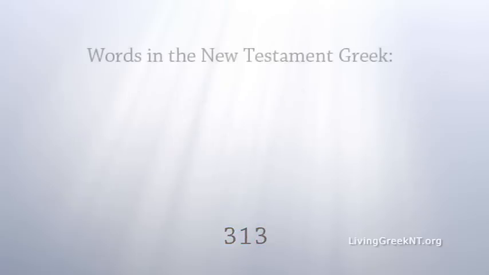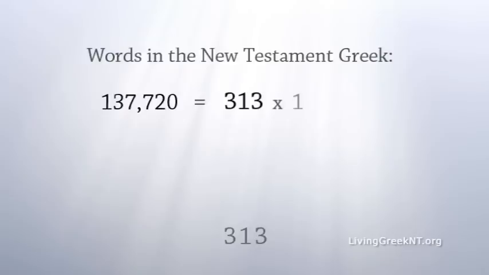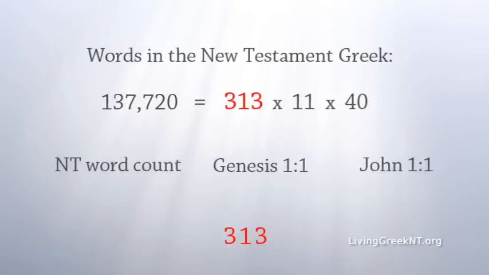In the original Greek of the New Testament, there are exactly 137,720 words, and 137,720 is 313 times 11 times 40. When 313 shows up in the New Testament word count, and in Genesis 1:1 and in John 1:1, it's reasonable to ask, is God hinting at something? There is a mathematical structure to the Bible, and it must be there for a reason.